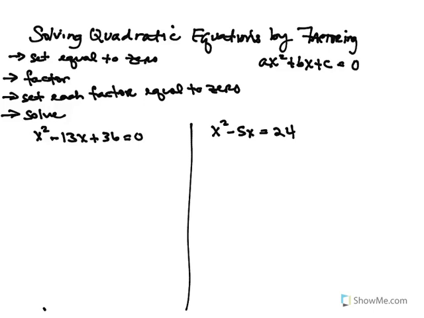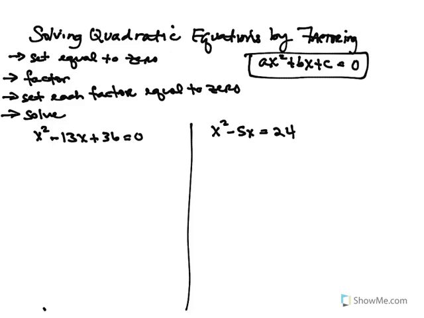Okay, here we're solving quadratic equations by factoring. A quadratic equation is of the form ax squared plus bx plus c equals 0. Basically, when you have equations that have exponents other than 1, it's going to be a quadratic equation that you're going to have to solve by factoring.